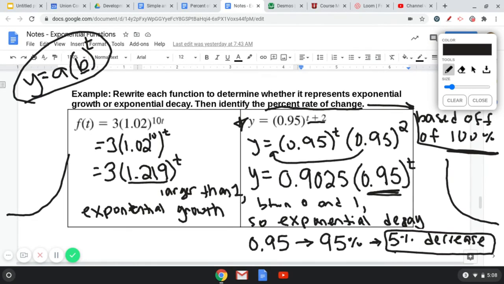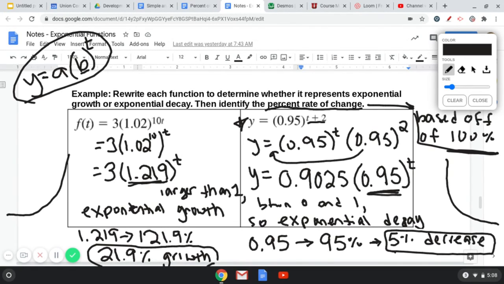Now this guy, this decimal, is 1.219, which as a percent is 121.9%, which means we had a 21.9% growth, or a growth of 21.9%.